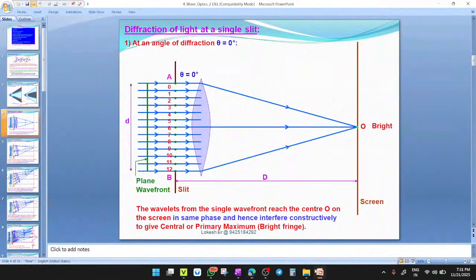Clear or not clear? Yes, check here in this diagram. Diffraction of light at a single slit, at an angle of diffraction 0 degree. First, I'm taking all these waves as parallel. All these rays are parallel. Now this is a plane wavefront, so it may be considered that this wavefront is split into 12 parts. I consider that this plane wavefront is distributed in 12 parts. Now give them numbers 0 to 12.